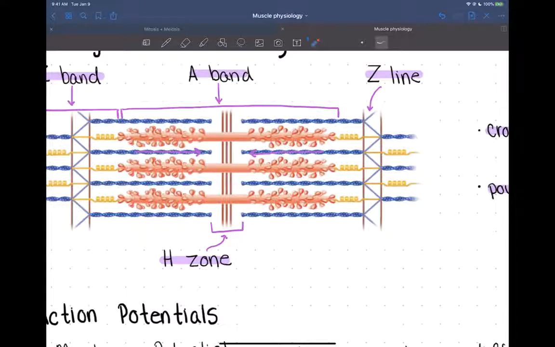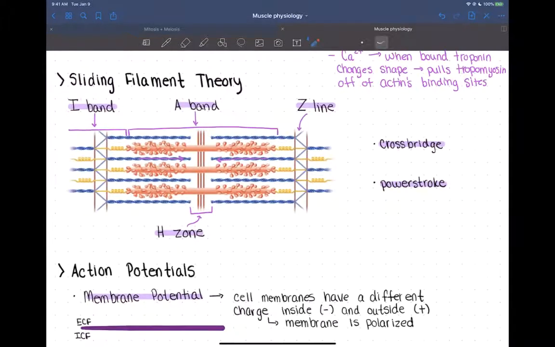So from each side of the H zone, the actin would be moving towards the middle. That's the sliding filament theory. The filaments are sliding past each other, and that is essentially how muscles contract.